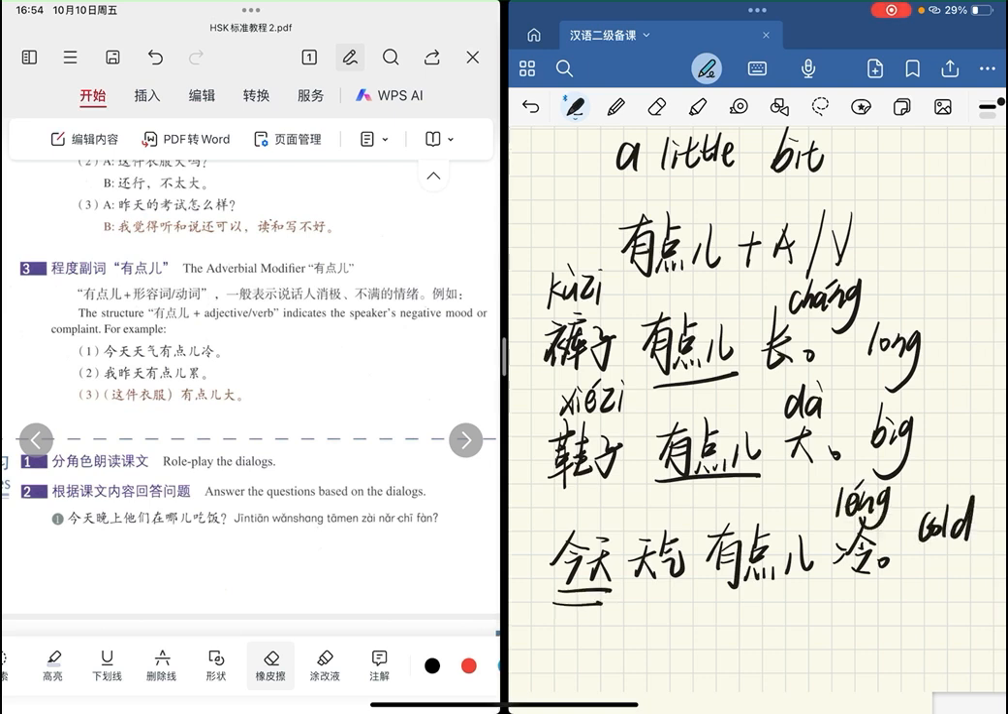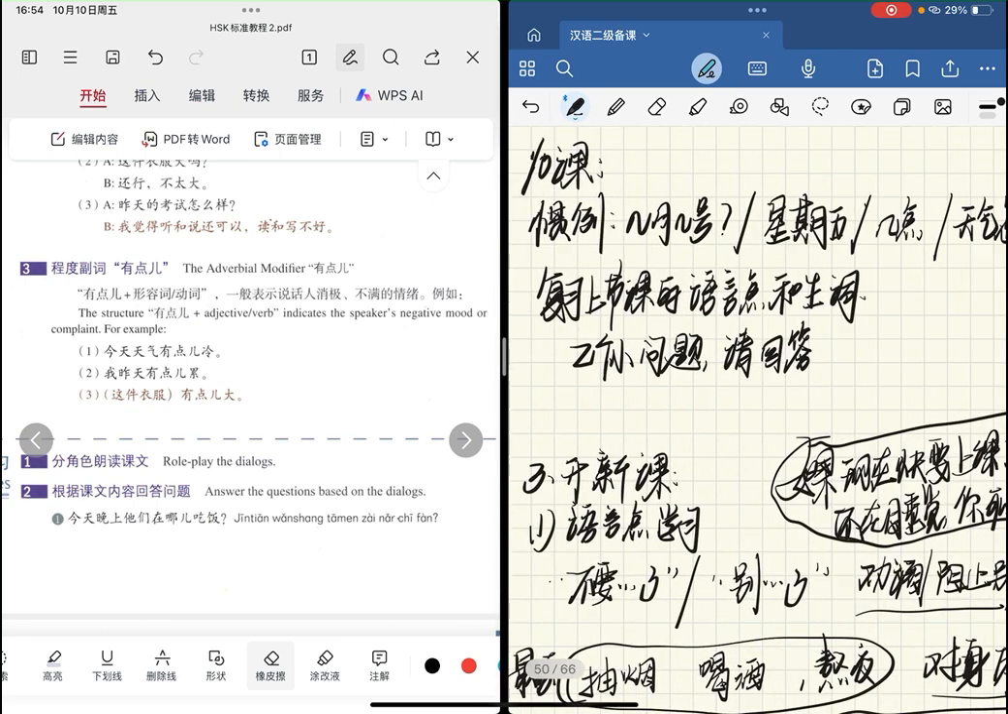And another one, 今天天气有点冷, it's cold. 今天 today, 天气 weather, today's weather. It's a bit cold today. So not the most comfortable temperature, right? And I also can say it's a bit hot today. 今天天气有点热. Okay, the last one.